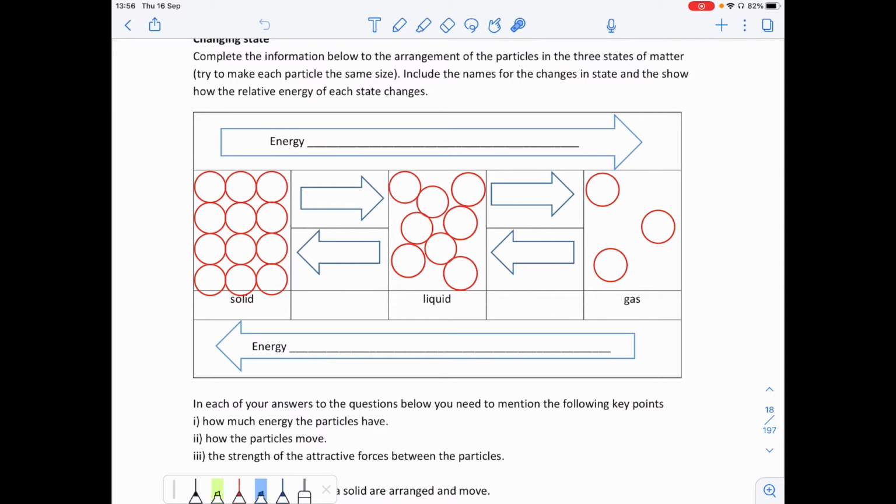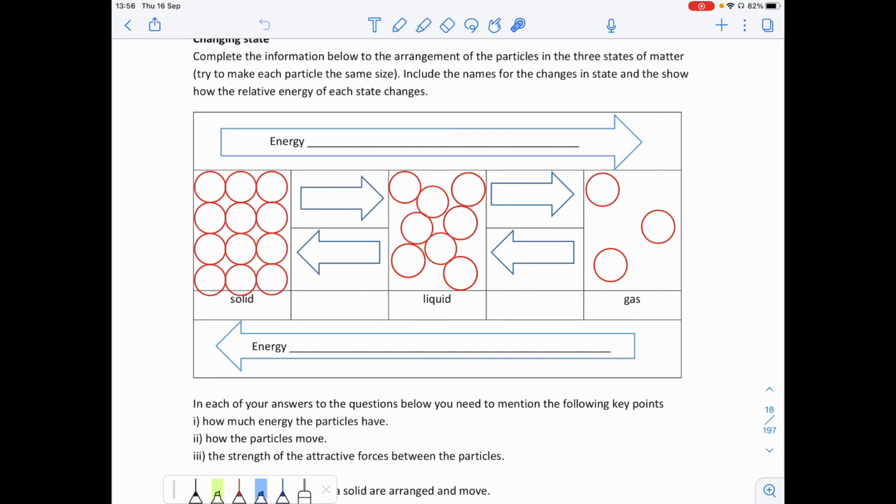Liquid state, slightly different. So liquid state, the particles got more energy, and you can see that the particles are no longer in their rows. They've not got this nice orderly fashion that we had for solids. They've spread out now. There's space between them, and this space means that these particles can move. So this allows liquids to flow, and the attractive force between them has got a little bit less to allow that movement to happen.